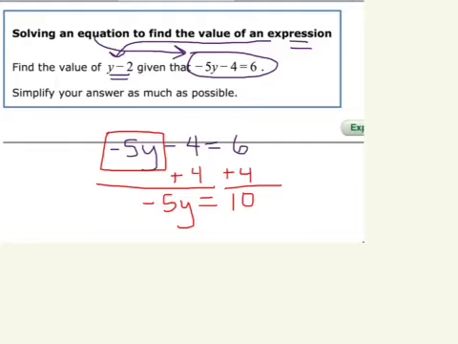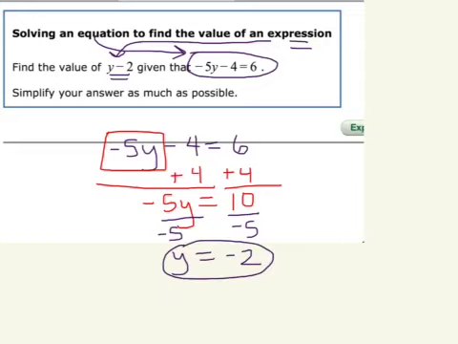And if we finish this up with our final step, watch your signs here and ask yourself the question, what is happening to the y? And you say, hey, it's being multiplied by negative 5. Well, the opposite of that is to divide both sides by negative 5. That leaves us with y on the left, a positive y, and that is equal to 10 divided by negative 5, an odd number of negatives. The answer is y is equal to negative 2.